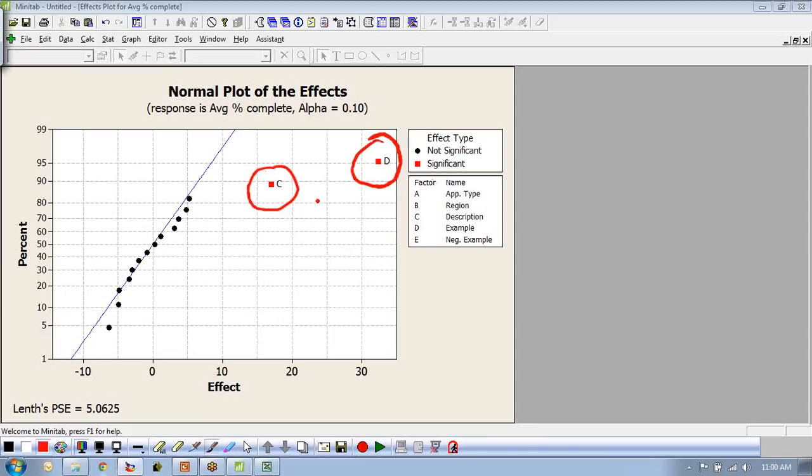So what this is saying is that the two key drivers are the description and whether there's an example. Whether there's a negative example doesn't make a difference. In fact, we can't even tell which one it is here.